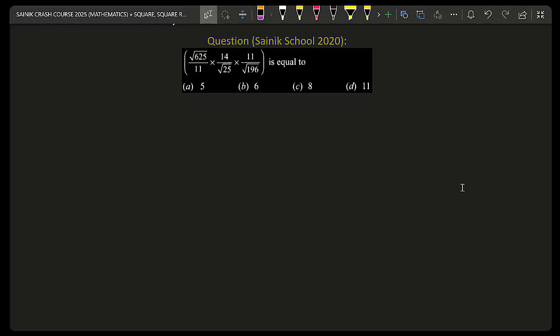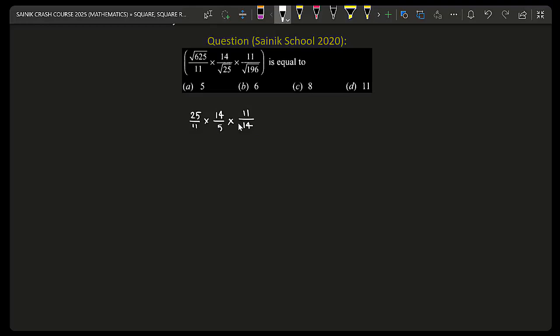Sir, 625 square root is 25, sir. Okay, as you remember squares up to 32, so we know the square root of 625 is 25. 25 divided by 11 into 14 divided by, what is the square root of 25? Sir, 5, sir. 5 into 11 divided by square root of 196, sir, 14. 14. Now we can start cancellation. Can you help me in doing cancellation? Yes, sir.